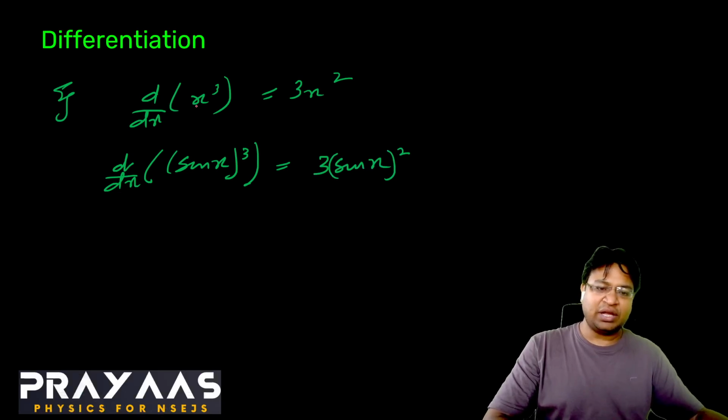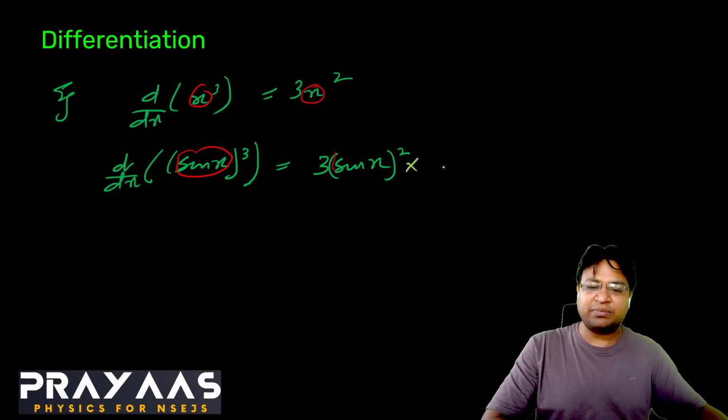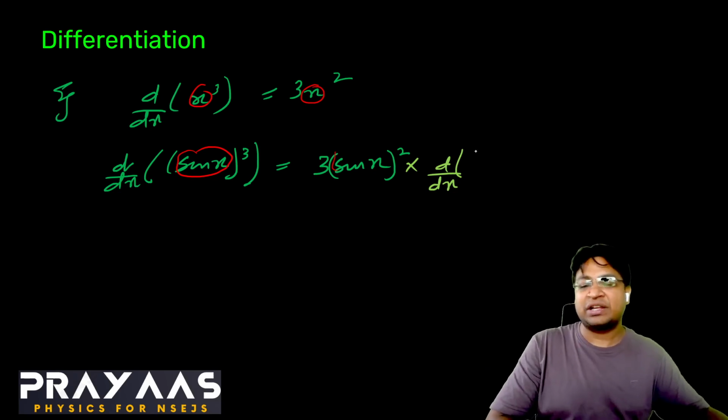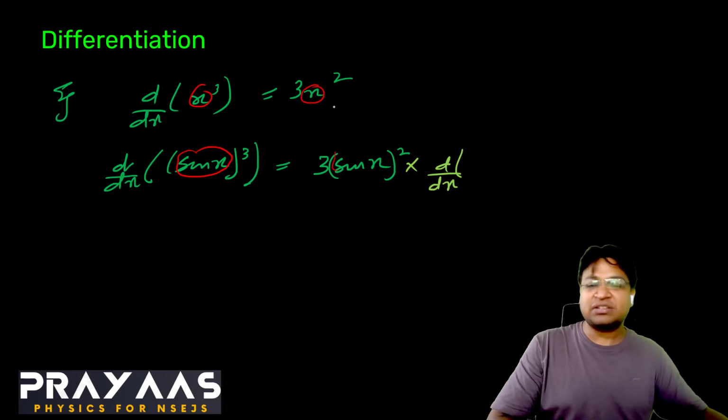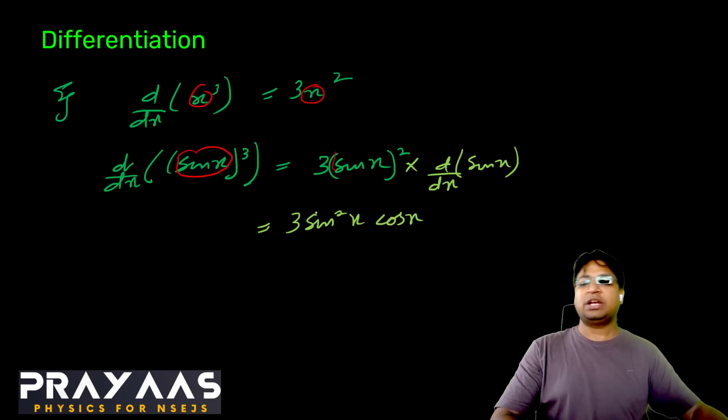Wherever x was written, instead I have now sin x. So the same thing I did, but now I can't just end it here. I need to multiply with the derivative of what I assumed as x, which was sin x. So differentiation of sin x will be there. The answer would be 3 sin square x multiplied by the derivative of sin x, which is cos x. So that would be your answer.